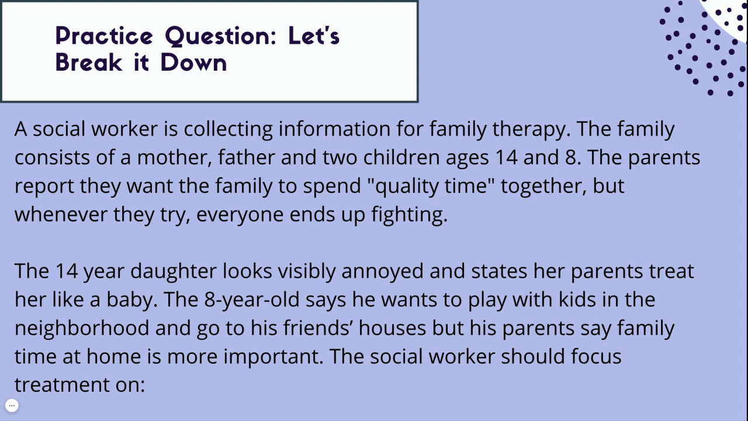A social worker is collecting information for family therapy. The family consists of a mother, father, and 2 children ages 14 and 8. The parents report they want to spend, quote, quality time together, but whenever they try, everyone ends up fighting. The 14-year-old daughter looks visibly annoyed and states her parents treat her like a baby. The 8-year-old says he wants to play with kids in the neighborhood and go to his friends' houses, but his parents say family time at home is more important. The social worker should focus treatment on.